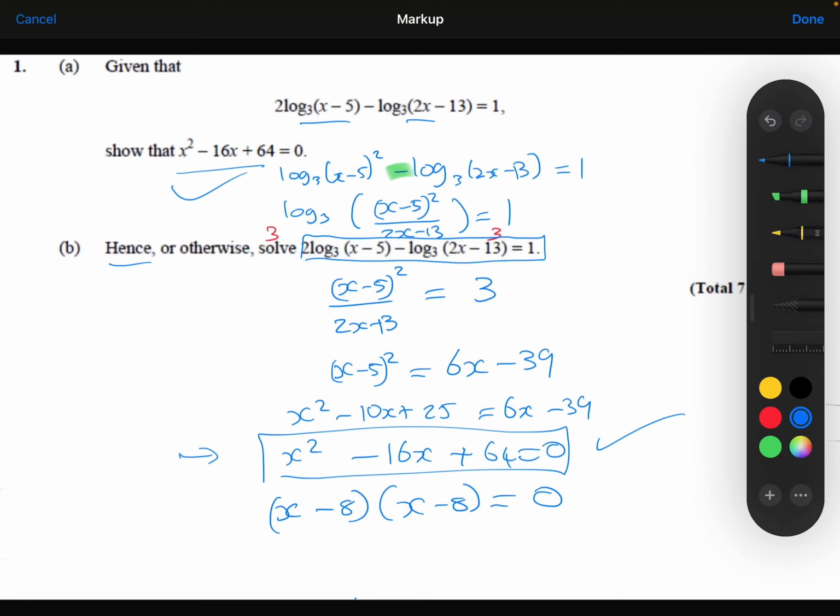So this is actually a perfect square. And I get one answer, which is x equals 8. That is one repeated solution to this quadratic equation.